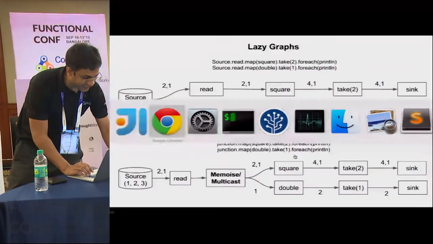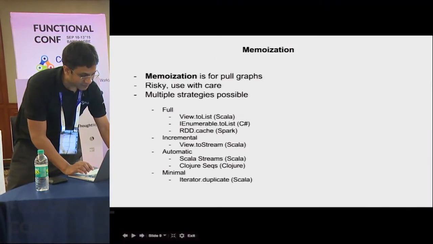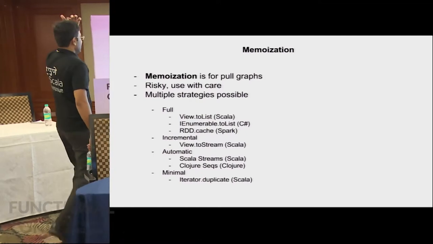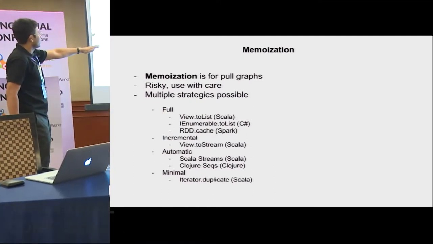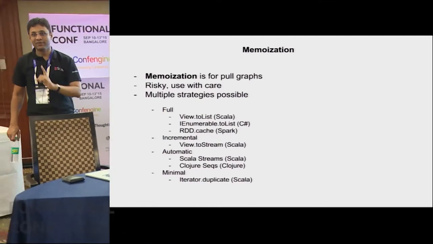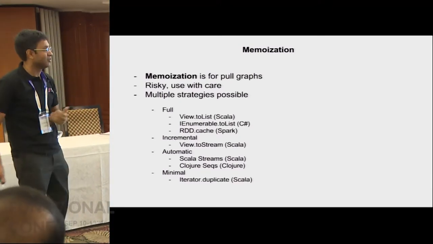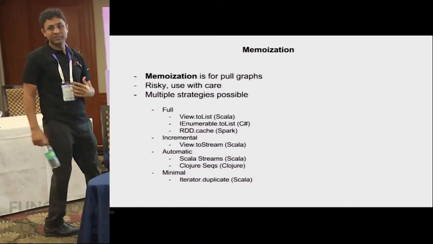And before I tell you the strategies here, these are some summaries, basically, right? So memoization is for pull graphs. It's risky. We should know what is coming into memory. It's not as simple. And there are multiple strategies possible.